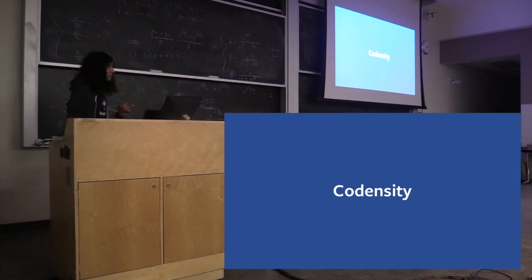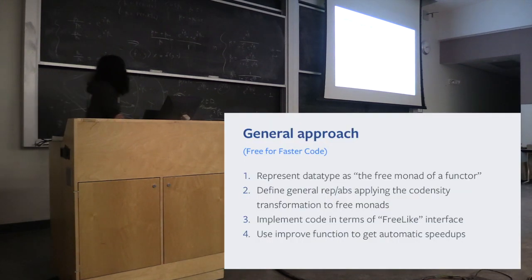So now I'm going to show you the final piece of the puzzle. We can make an even more general approach. So it's not really fetch your code for free. We're going to use the free monad for fetch your code. So we're going to represent our data types as the free monad of a functor. You can define these general representation and verification functions, which implement what mathematicians call the codensity transformation. Then we can implement code in terms of not a Treelike interface, but a Treelike interface now. And then we can use this magical improve function I wrote before to get automatic speedups in our code.